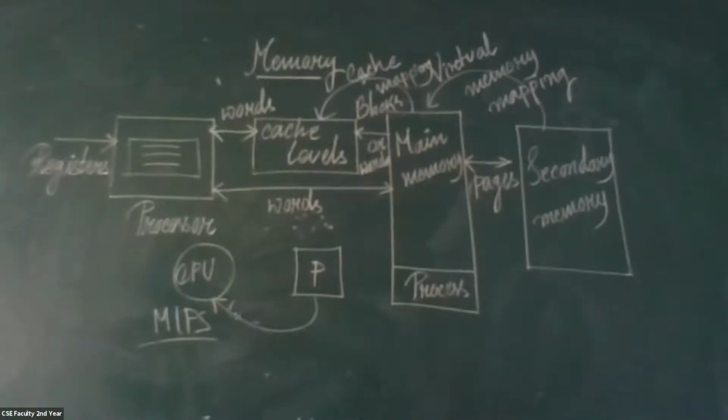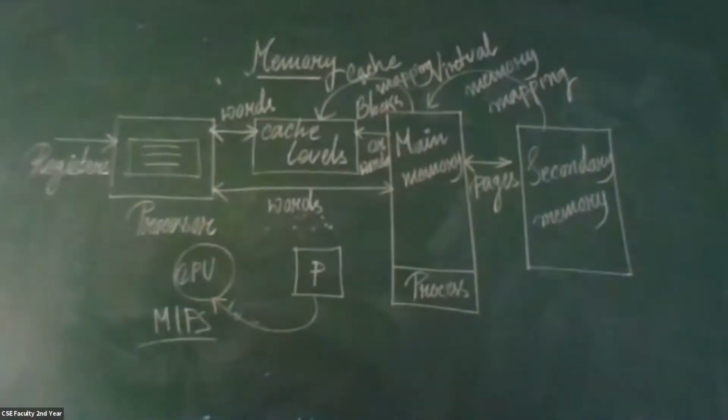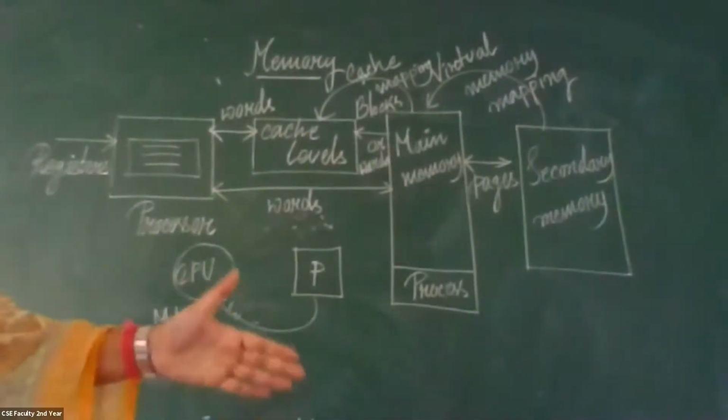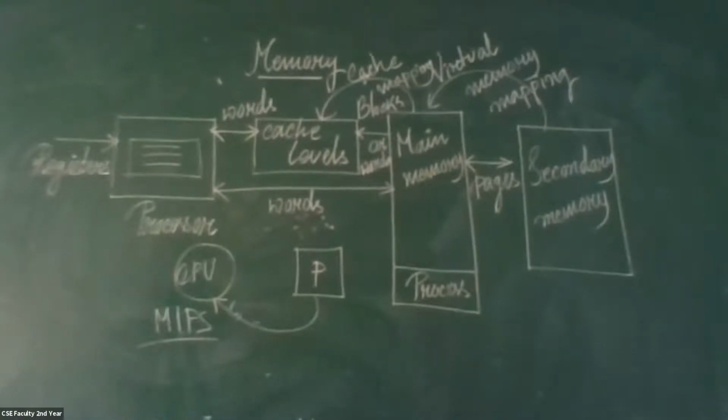That is why a hierarchy is maintained in memory. The size, you can see, is decreasing and the speed is increasing from secondary memory to registers. So this is a little bit of memory organization. Please note it down in your copy, whatever you can see.